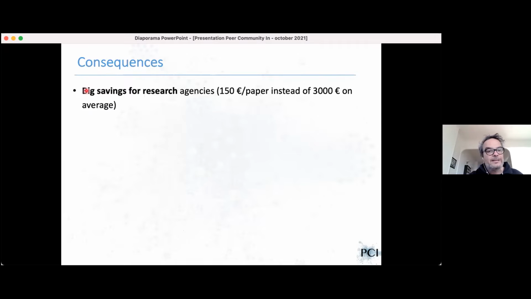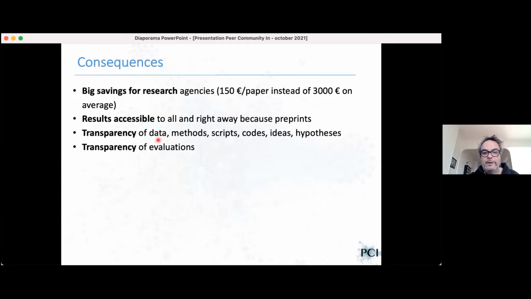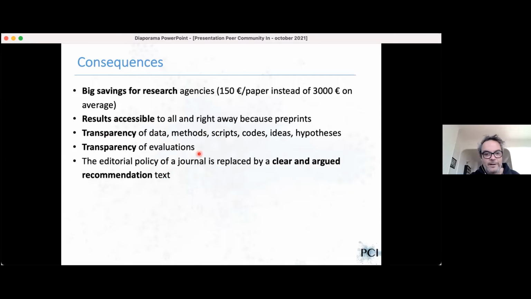And if you do that, we think that we can save a lot of money for the research agencies, okay, because such a system costs approximately 150 euros per paper instead of, let's say, 3,000 euros in average per paper published in the normal system. The results are accessible to all and immediately because it is based on preprints. There is a transparency of data, methods, scripts, etc., and transparency of the evaluations.